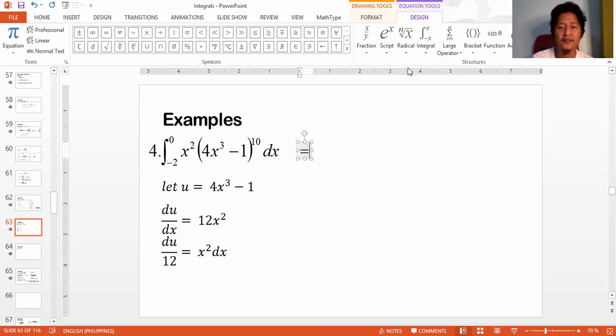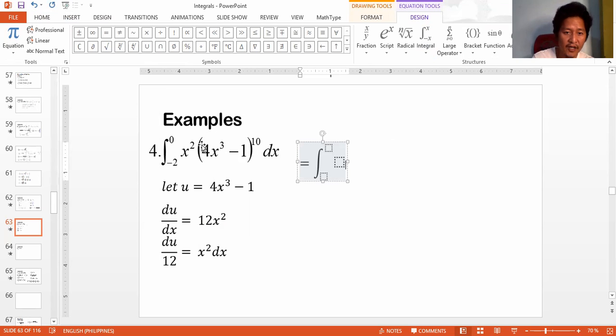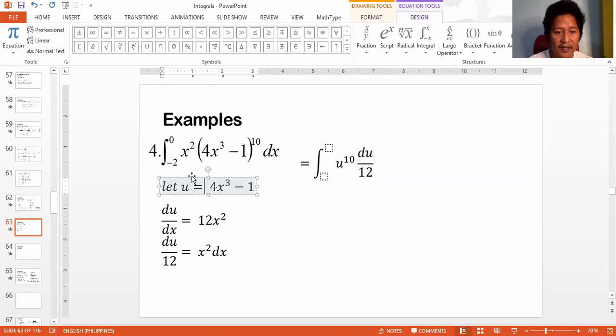Okay. So let me copy the integral sign. Itong 4x cubed minus 1, it will just be u, right? So papalitan natin siya ng u. And then n is still 10. Okay. But x squared dx, itong x squared dx na to, palitan natin lang siya ng du over 12. Okay? And don't forget yung ating lower limit and upper limit.